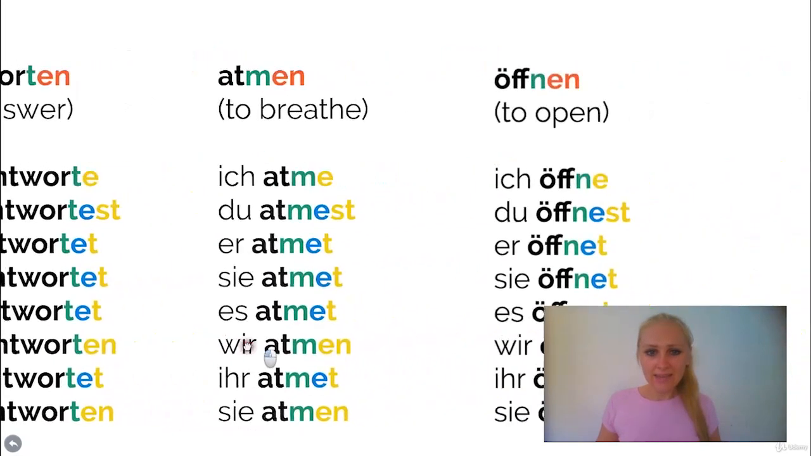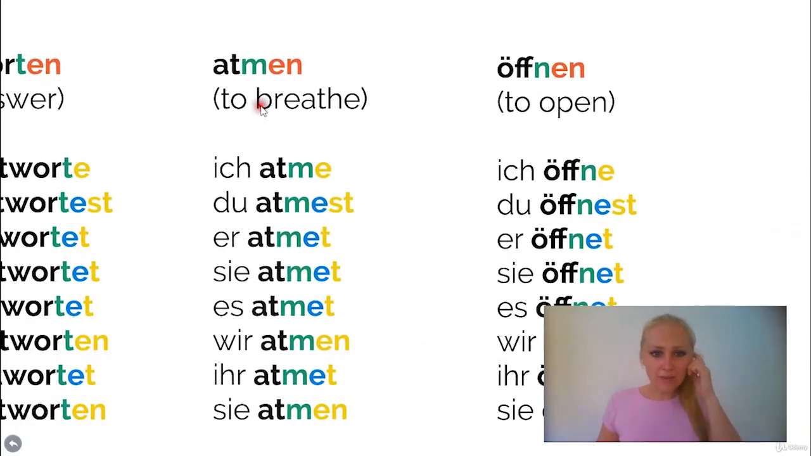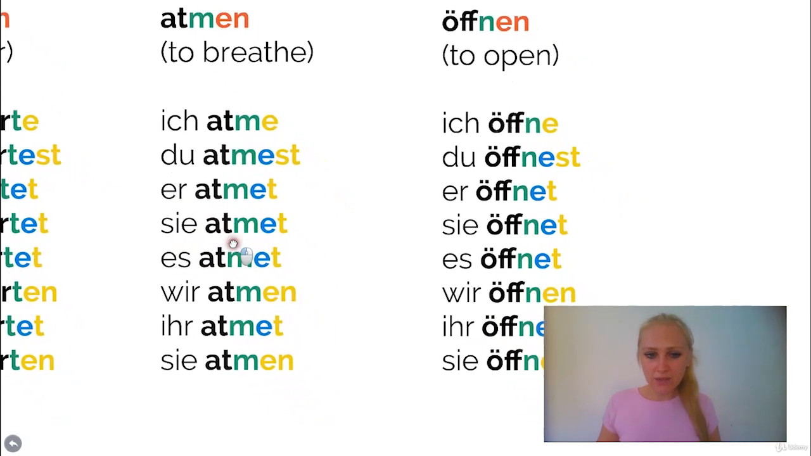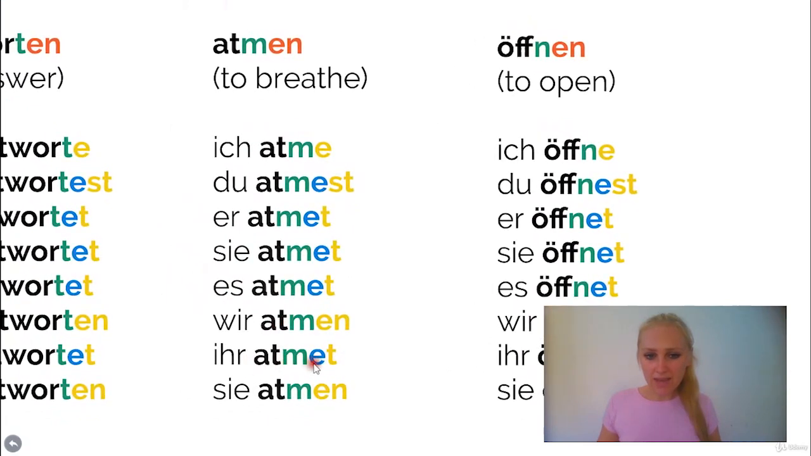Okay, the next verb that we have here is atmen. Atmen means to breathe. Here we have an m at the end of the stem. So again, you have to add an extra e here. Ich atme, du atmest. Du atmest instead of just saying du atmst. Otherwise, you would have to pronounce it this way, which is very difficult, right? So you say du atmest, er atmet, sie atmet, es atmet, wir atmen, ihr atmet und sie atmen.